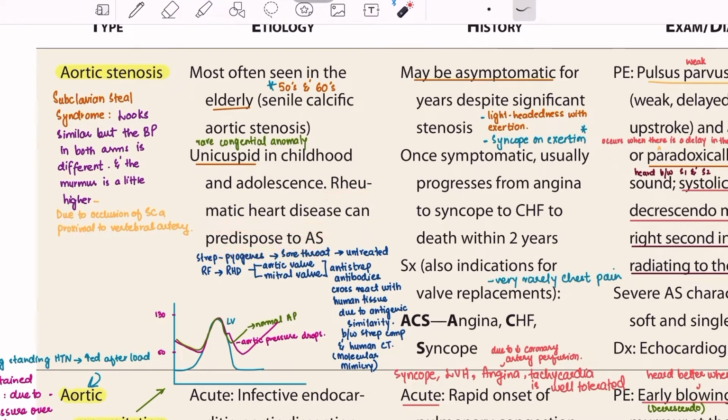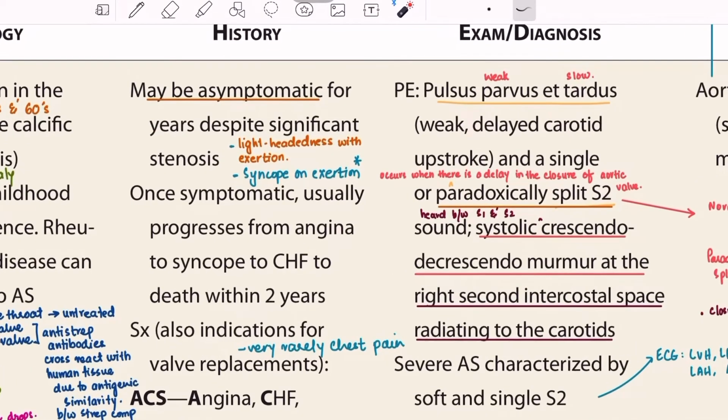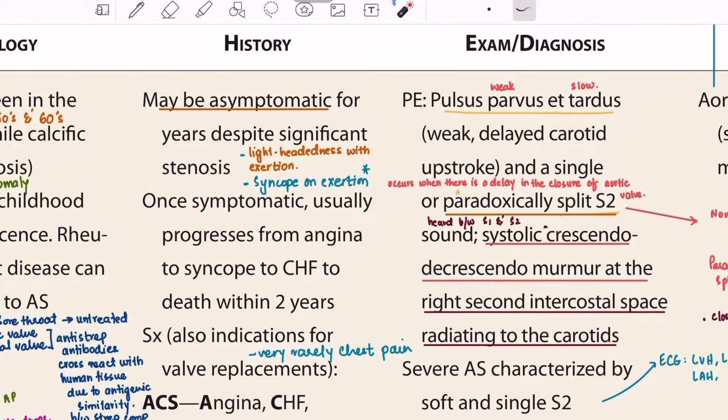So basically we have three kinds of etiologies. One is the elderly, one is the unicuspid valve, and one is rheumatic heart disease. Moving on to history and presentation. How will the patient present to you?